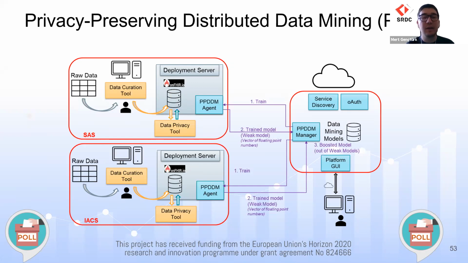After we verified the data, we perform some data mining operations on it, and we do it without moving any data to any third-party application. So there are some agents on these partners' premises, and we train some machine learning models on this architecture, and then we move only the trained model, and we generate a boosted model out of these weak models. So this is the final part of my presentation.